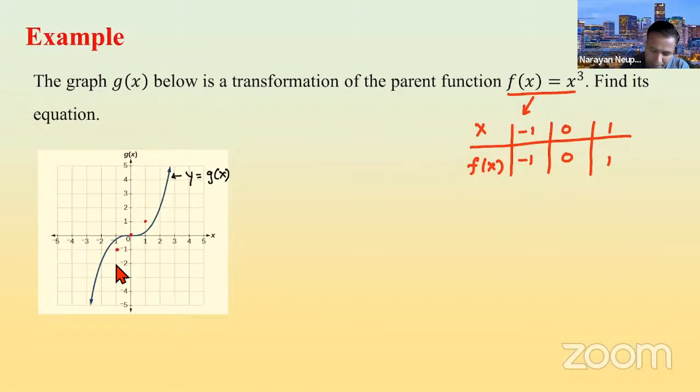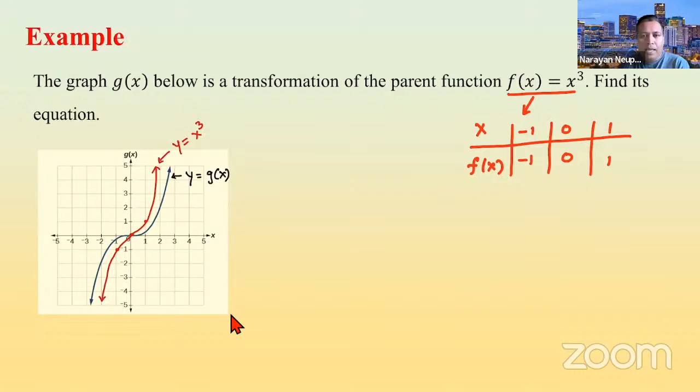So if we draw the graph, the original graph will be like this. It will go like that. And on this side, it is going like that. That is the original graph. So this graph in red is the graph of the function y equal to x cubed.